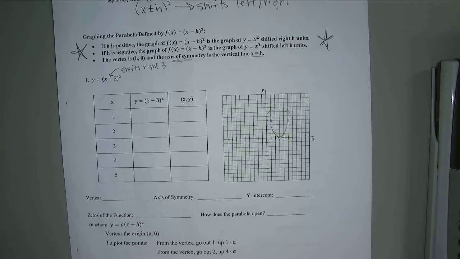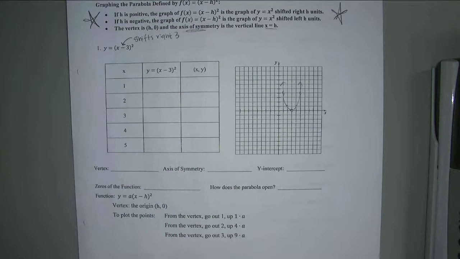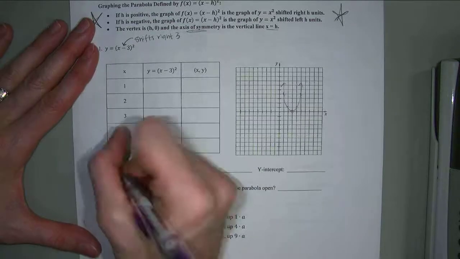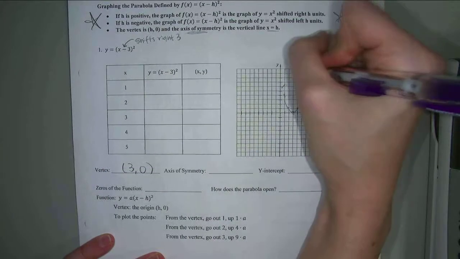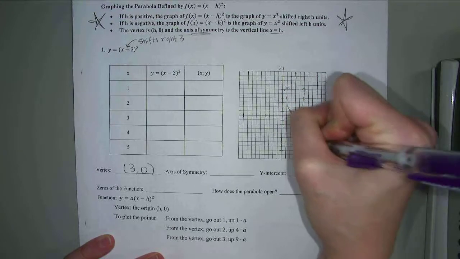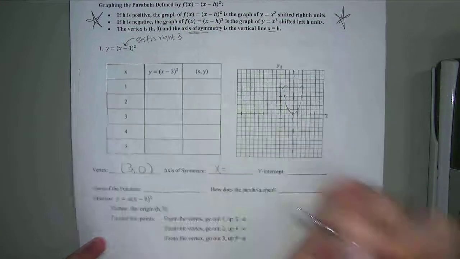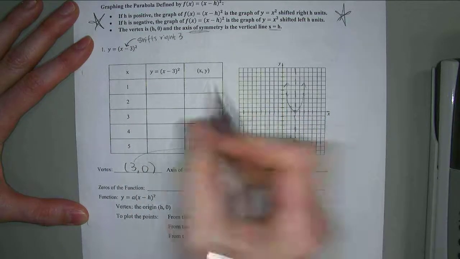All right, so vertex. Where's our vertex now since we shifted to the right 3? 3, 0. So now what's our axis of symmetry going to be? Well, it's going to go right down the middle of our parabola. So it's going to be x equals what? 3. And again, guys, it always falls off of that vertex.